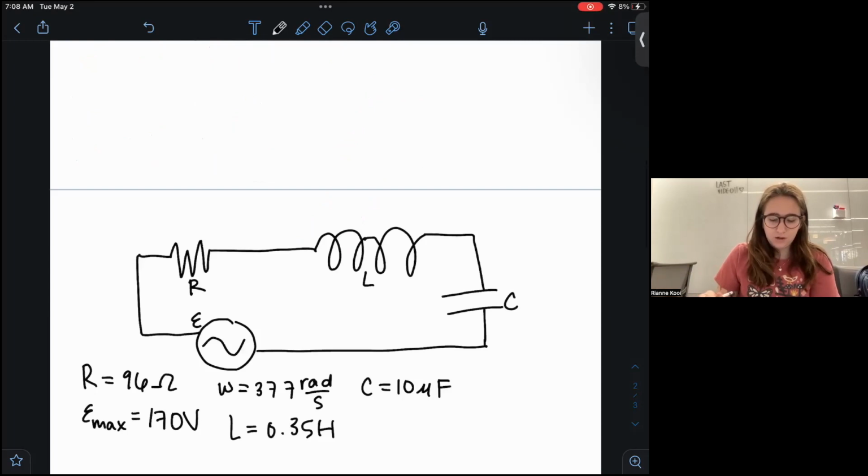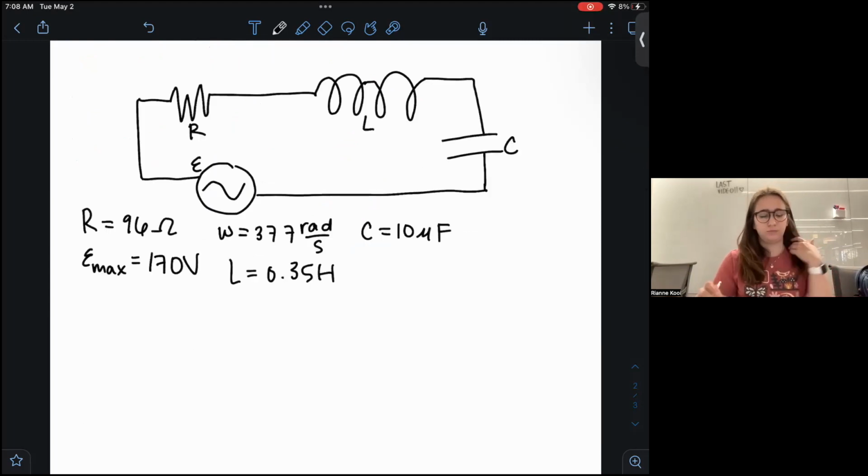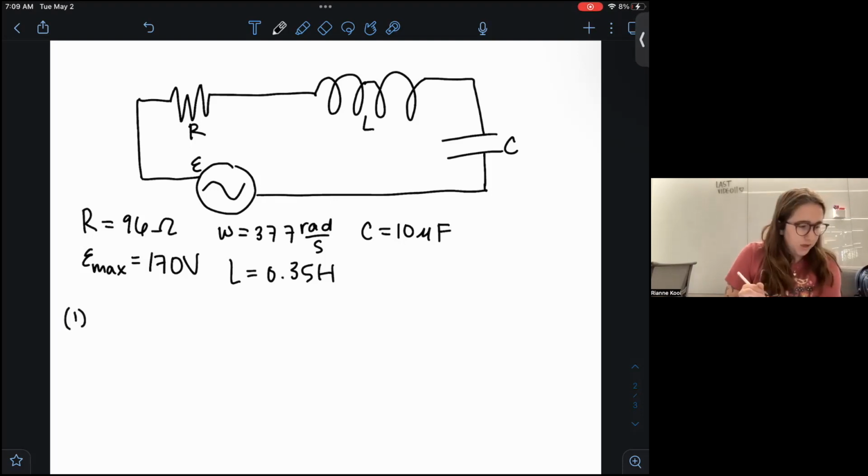Okay, so we have this RLC circuit, and it has a resistance of 96 ohms. It has an omega of 377 radians per second. It has a capacitance of 10 microfarads. And its maximum voltage is 170 volts, and it has an inductance of 0.35 H. So we want to first find the inductive reactance, chi sub L, and the capacitive reactance, chi sub C.